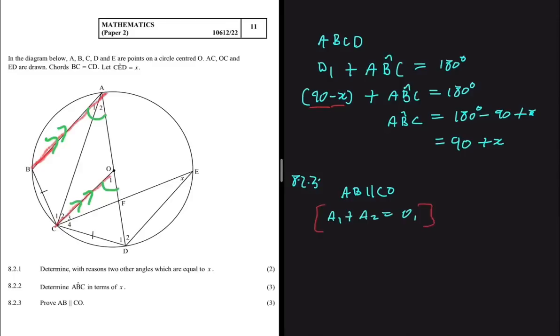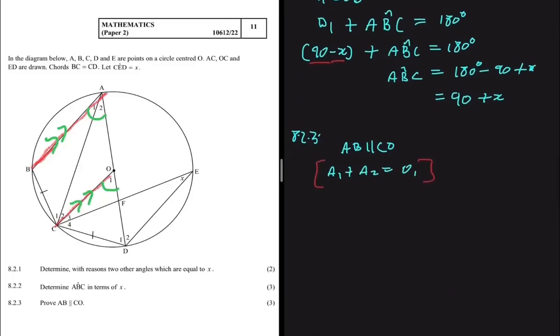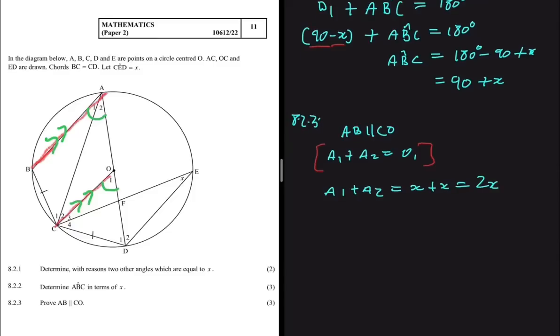So let's see what we can do here. We know that A1 is x and A2 is x, right? So A1 plus A2 should be equal to x plus x. So this is equal to 2x. So if we find a way to say that O1 is equal to 2x, then we are done with our problem, right? But if you look here, you will realize that O1 is an angle at the center, and it should be 2 times the angle at the circumference, right?